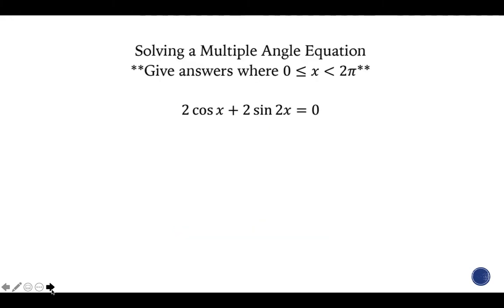So the first example problem that I want to walk through is an example where we can use our double angle formula to help us solve an equation, all right? So if we take a look at the equation that we have here, we have 2 cosine x plus 2 sine, and there's the double angle, right, of 2x.